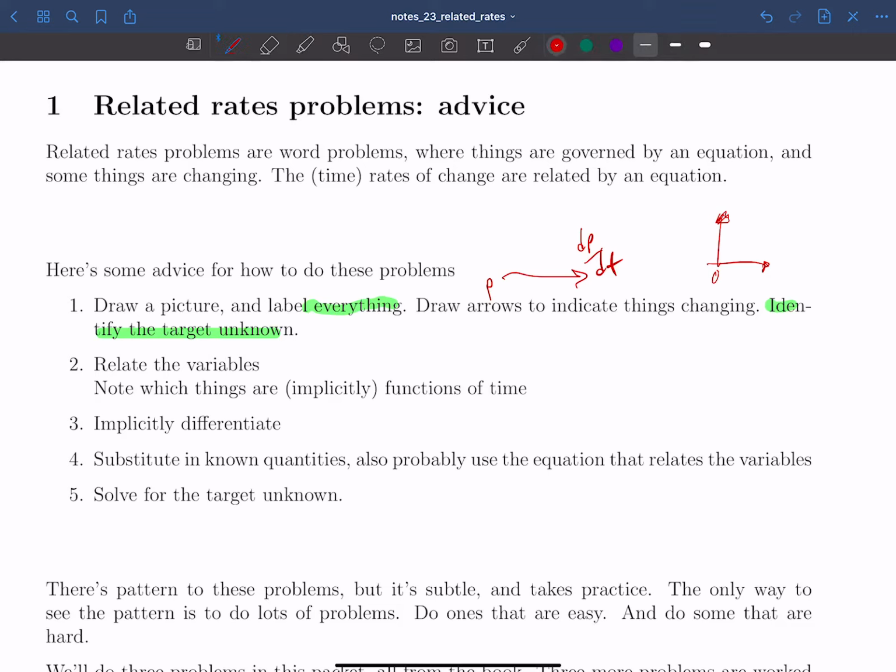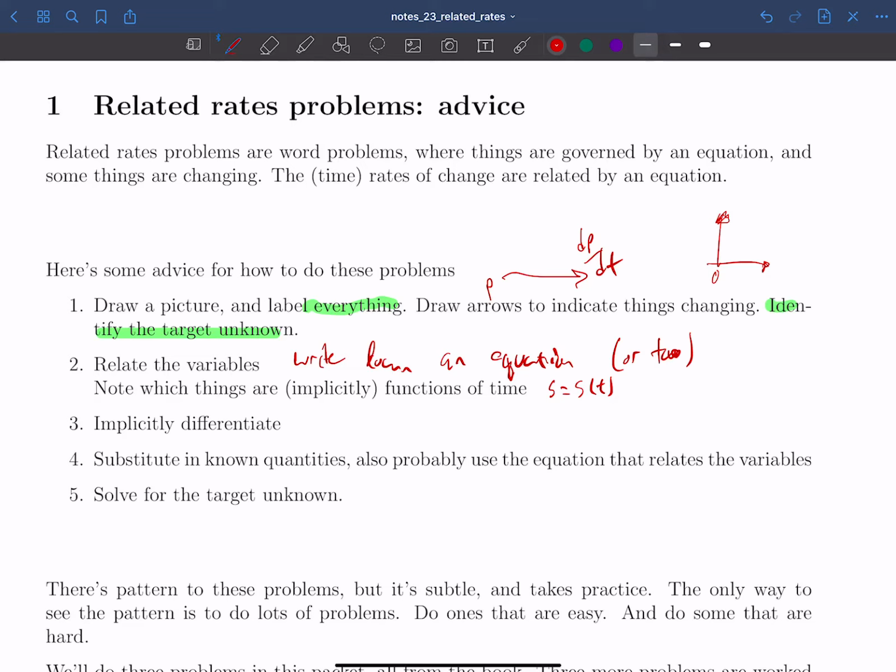The second thing that we're going to do is relate the variables. Relating the variables, what I mean by that is we're going to write down an equation, or two. Maybe there are several equations that you need in order to be able to do this. And noting the things that are implicitly functions of time is important. So you might remind yourself, s equals s of t, to remind yourself that the state variable s is actually a function of time.